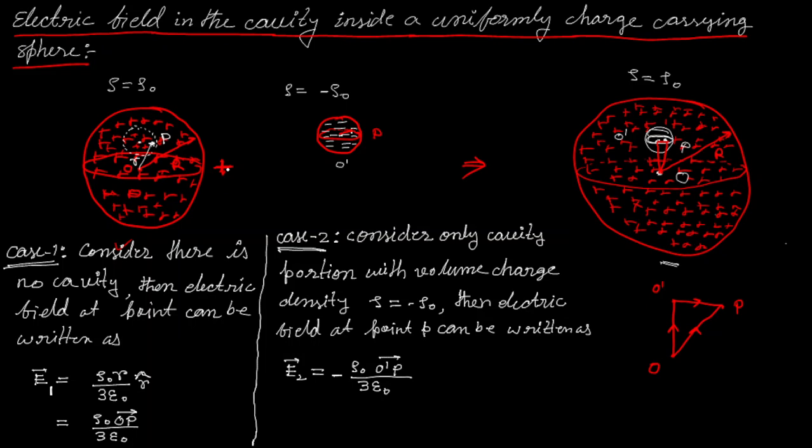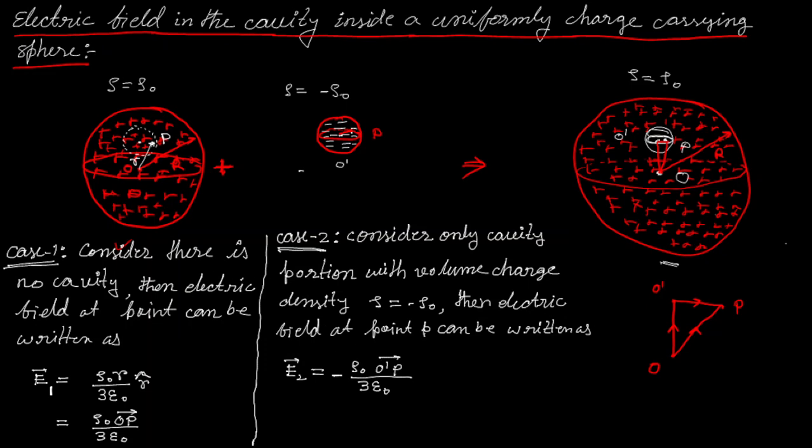But the situation is not that there is only a uniformly charged sphere or only a cavity. If we superpose these two together, then only we will get the original charge distribution. So if we want to calculate the net electric field at point P inside this cavity, and the cavity is inside a charged sphere, we have to superpose these two charge distributions. According to the superposition principle, the net electric field at point P will be the vector sum of these two electric fields.